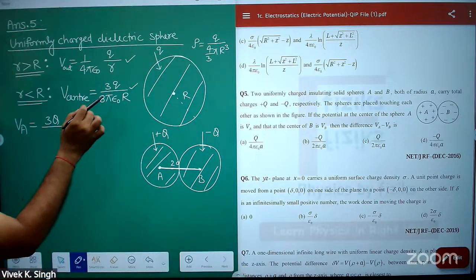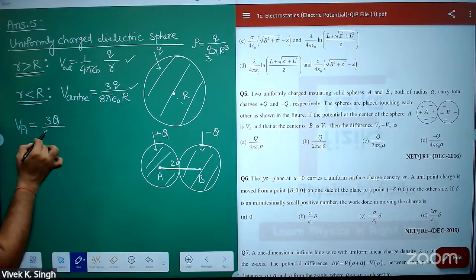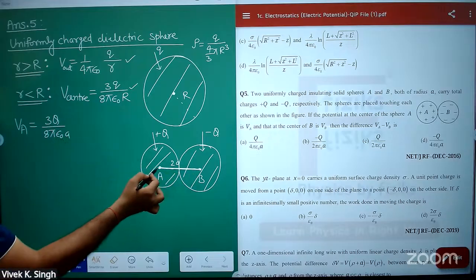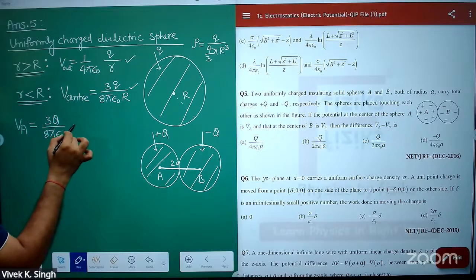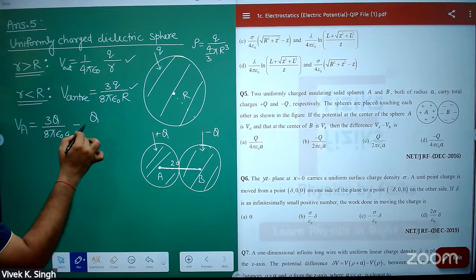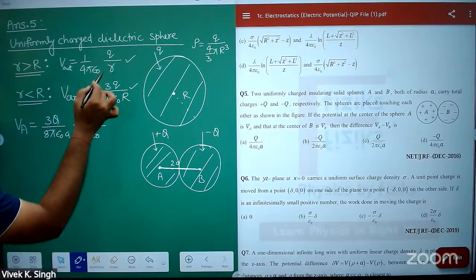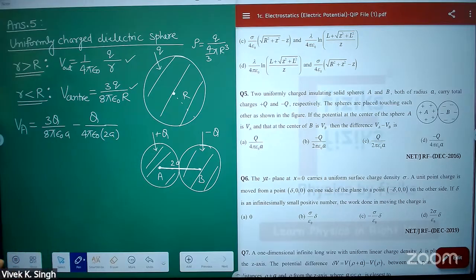So now see this point. This is plus 3q by 8 pi epsilon naught a. And this is 2a distance away from the minus q charge. So I will use this formula: minus q by 4 pi epsilon 0, and this r will be 2a. R will be 2a. Yes or no?